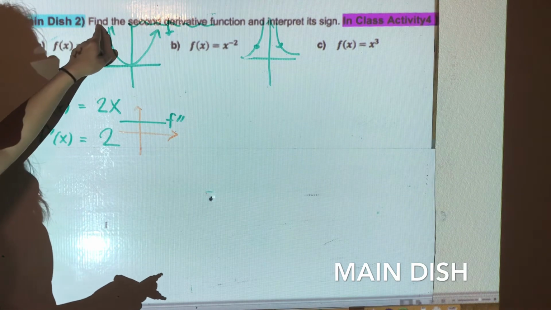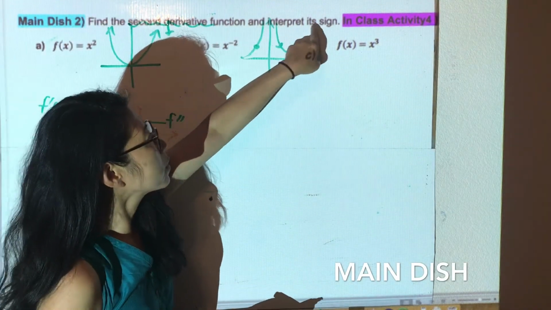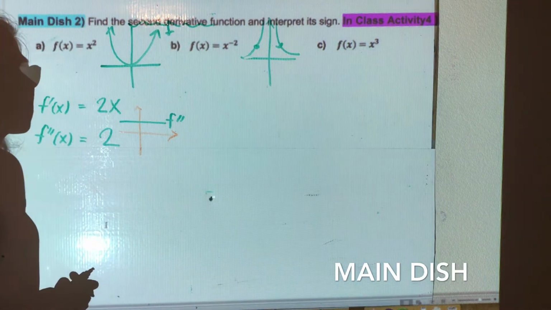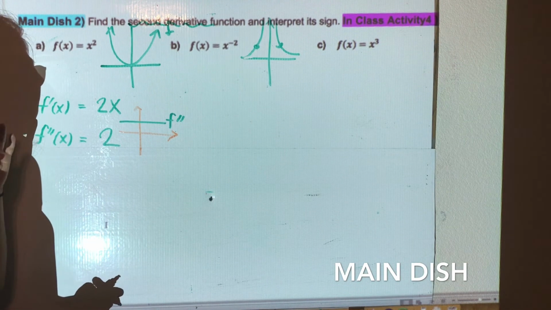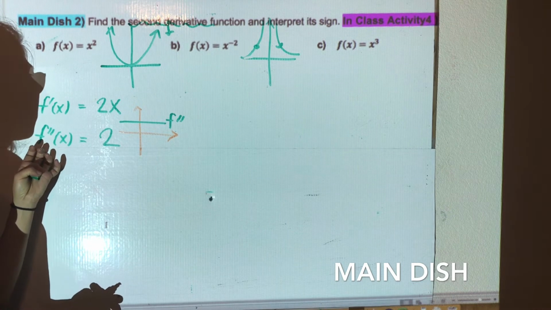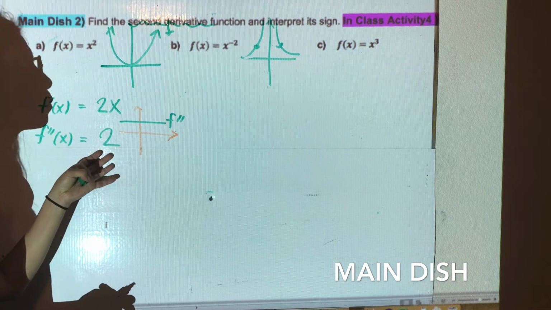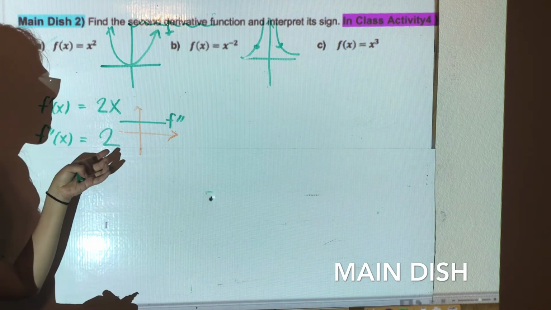Then they said interpret its sign. What does that mean? I want to interpret their sign. When you look at the second derivative, what does the number show? Is it positive or negative? Do you see that it's positive?